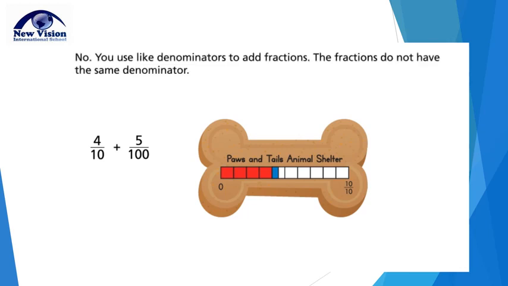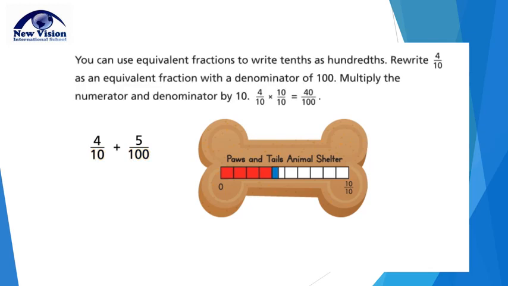No. You use like denominators to add fractions. The fractions do not have the same denominator. You can use equivalent fractions to write tenths as hundredths. Rewrite 4/10ths as an equivalent fraction with a denominator of 100. Multiply the numerator and denominator by 10. 4/10ths times 10/10ths equals 40/100ths.